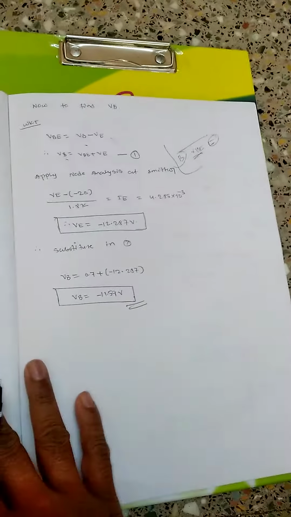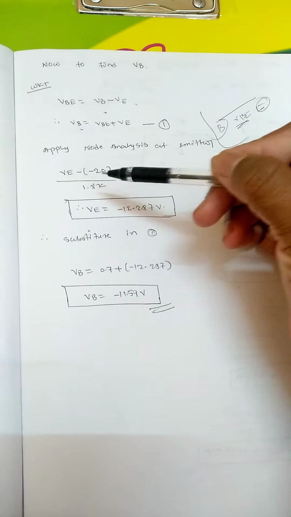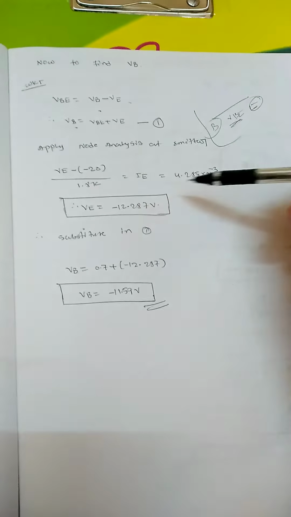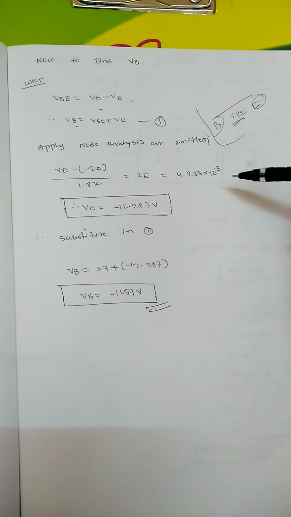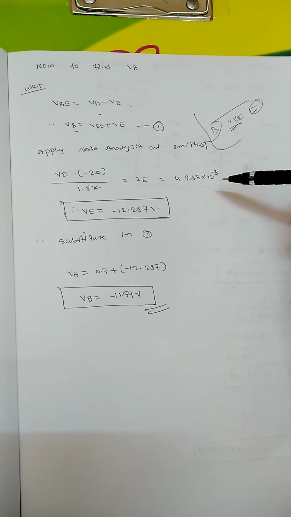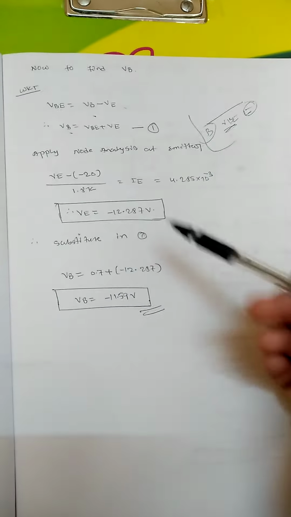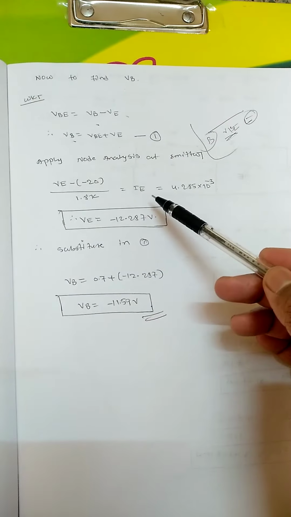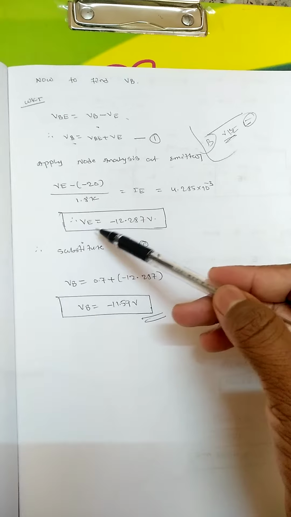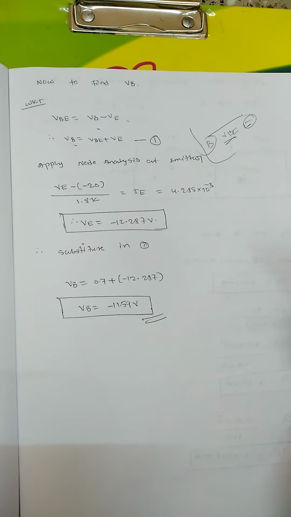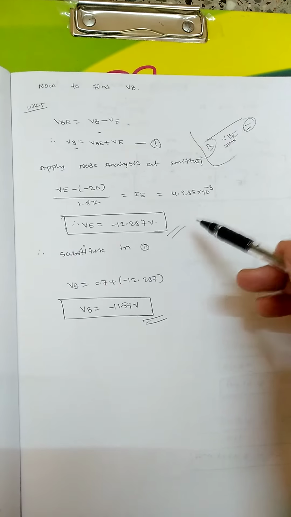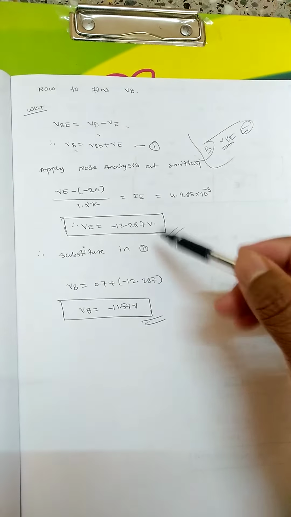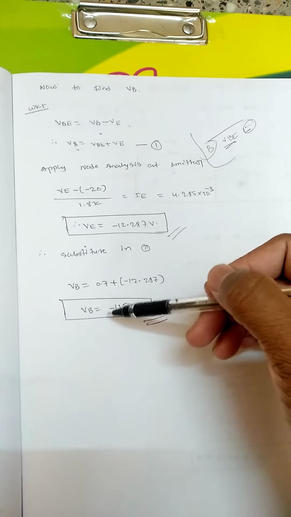I have written the same thing here: VE minus of minus 20 divided by 1.8k equals IE. I know that IE is equal to 4.285 milliamps. When I substitute this IE here, we will get VE equal to minus 12.287 volt. This is the emitter voltage. Now substitute this emitter voltage in equation 1 to find the base voltage.